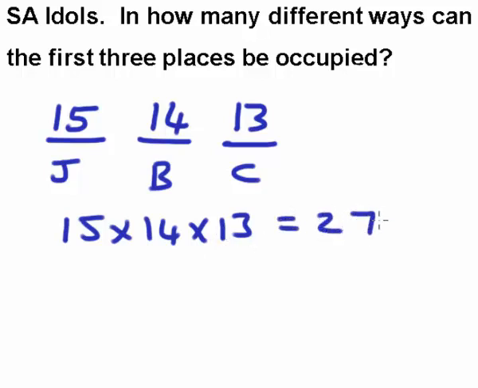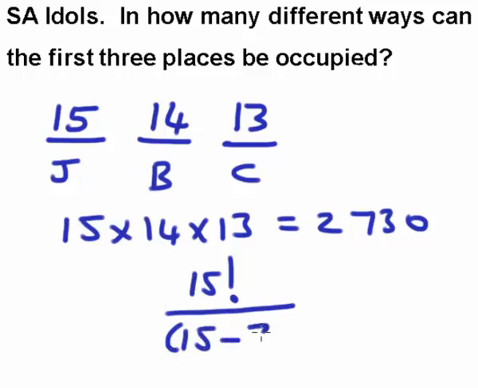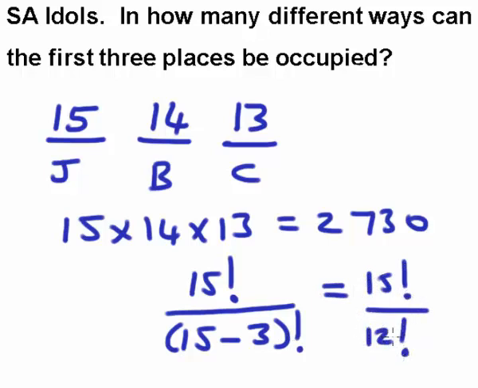which is 2,730. Another way you could say, well, there's 15 people, so it's 15 factorial divided by 15 minus the 3 positions that they want to occupy in Idols. Another way of looking at it as well, which is 15 factorial over 12 factorial, where you subtract the 3 from the 15 there. Okay.